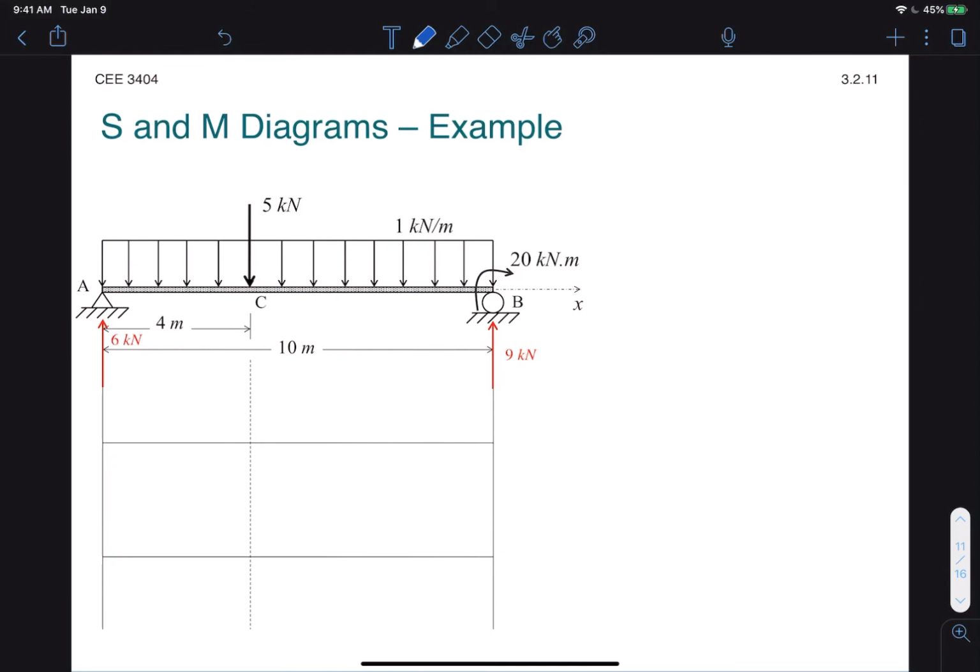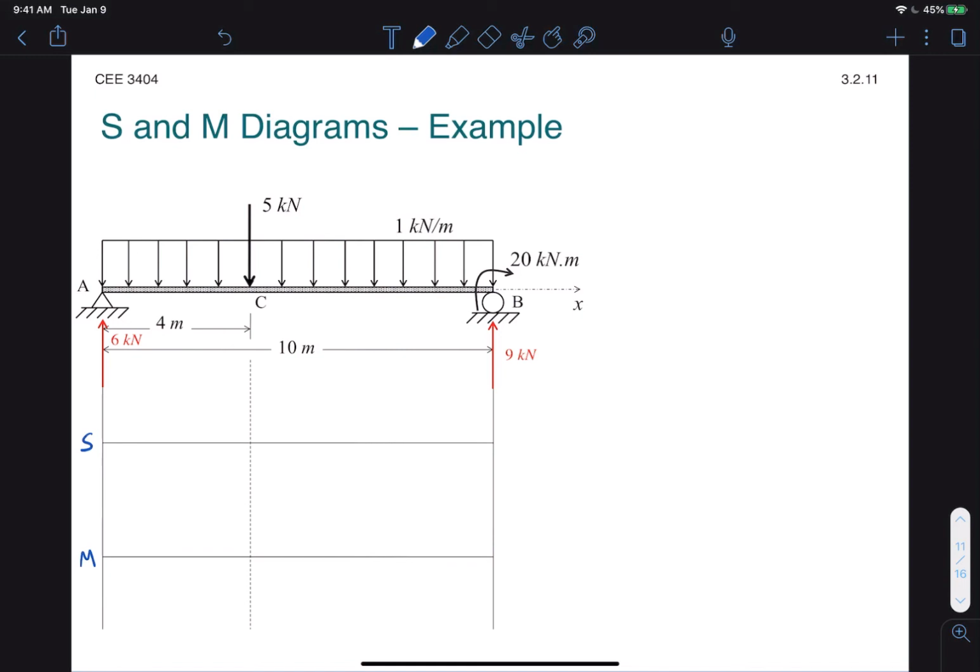Now let's look how to apply these concepts to the same example we did before. We start by drawing a set of horizontal lines below the beam. One will represent the S diagram and one will represent the M diagram. Then we'll start with the S diagram, and we start from the left side of point A and we'll work our way through the beam all the way to point B.